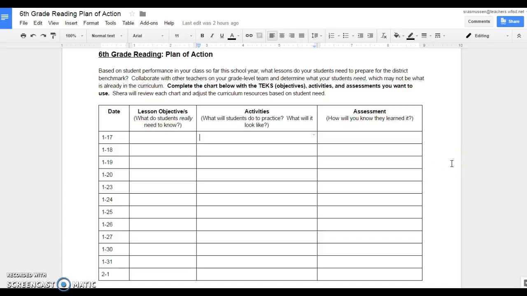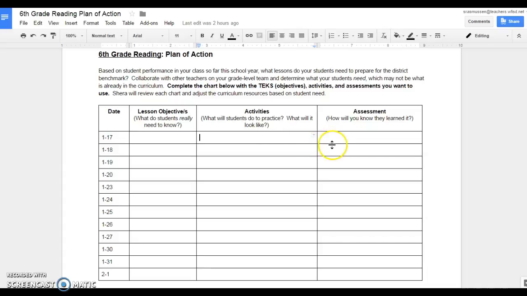I will review each of these charts when they're turned in to me, and hopefully the goal is to adjust the curriculum resources based on what your students need. So instead of saying everyone has to review fiction this week, if your students are already comfortable with fiction and you feel good about that, then maybe you want to study poetry instead for that week, or maybe you want to work on connecting different literary genres. Just keep that in mind. It really needs to be designed by you. I need to provide the resources. You need to design the lesson on how you want it to look for your students.